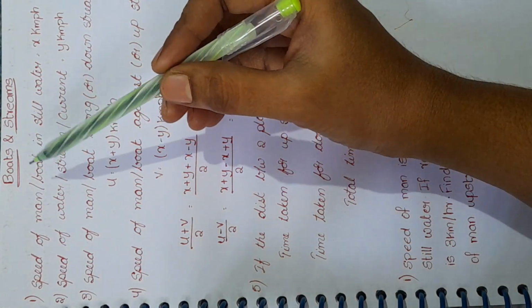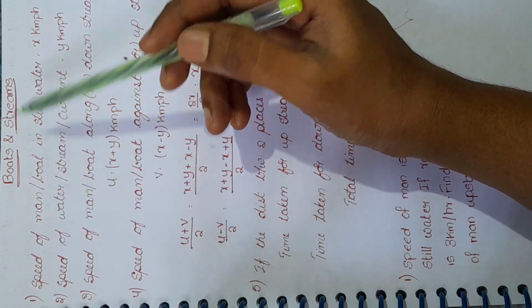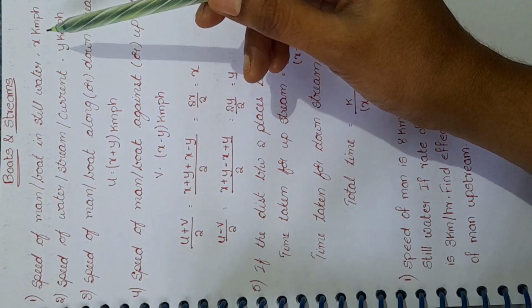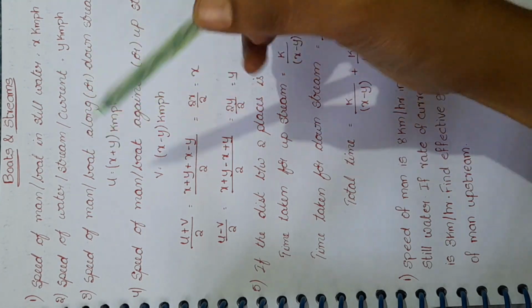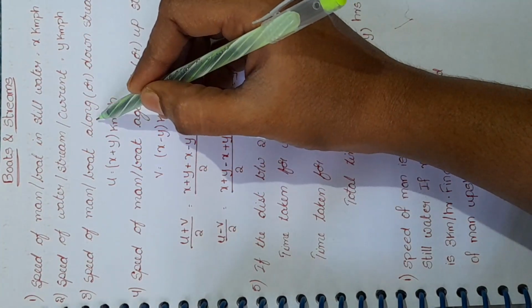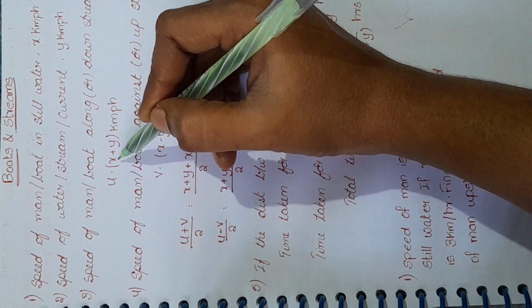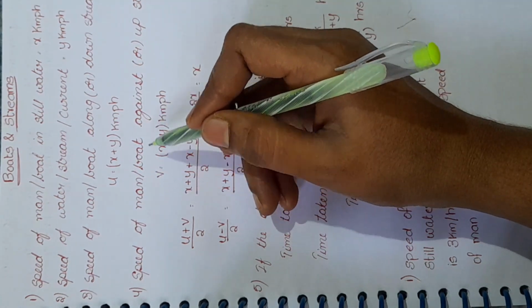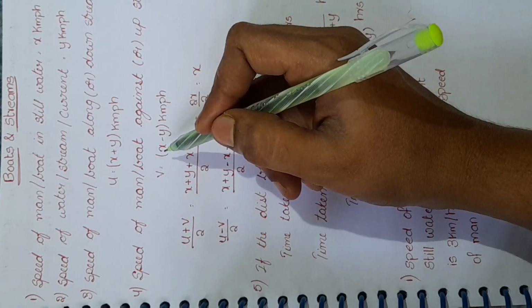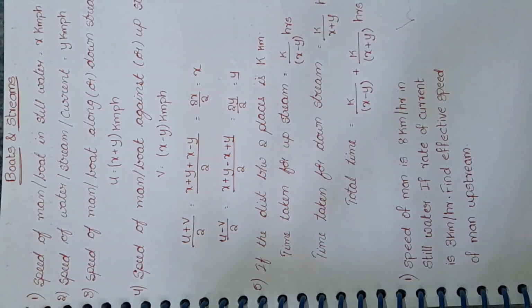Today let us discuss boats and streams topic. First point is speed of a man or boat in still water is x kilometers per hour. Speed of water or stream or current is y kilometers per hour. Then speed of a man or boat along or downstream is u. It is sum of the speeds, x plus y kilometers per hour. Speed of a man or boat against or upstream is v. That is difference, x minus y kilometers per hour.